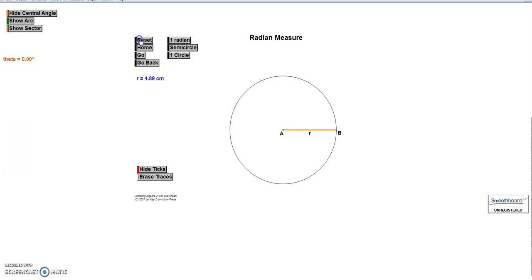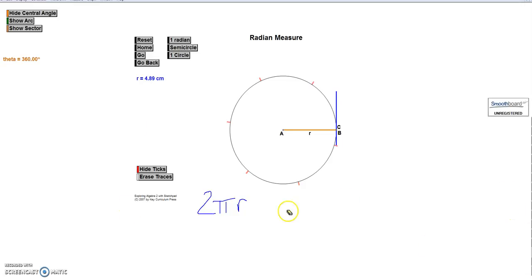I'm going to reset it one more time, show you 1 complete circle, and as you might guess, there's going to be just a little bit over 6 of these radiuses rotated around, which is like 2 pi. And if you think about it, our formula for circumference of a circle is 2 pi r. So it makes sense that 2 pi radiuses would take us all the way around the circle.